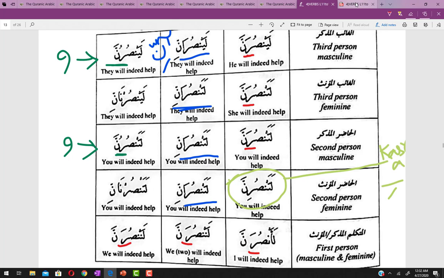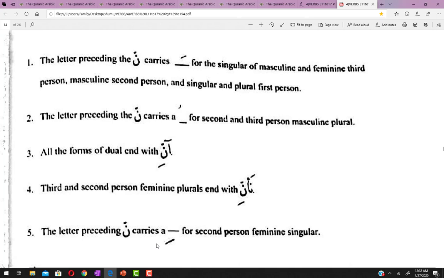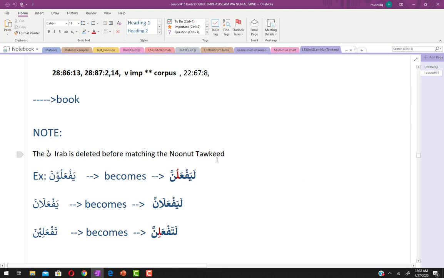The last point is the letter preceding noon shadda carries a kasra for only one, which is the second person feminine singular. So this is latansurinna. The noon is deleted before adding the noon tawkeed. So if it was yafa'aluna, the third person masculine plural, this becomes la yafa'alunna. So the letter before noon shadda has a dhamma.